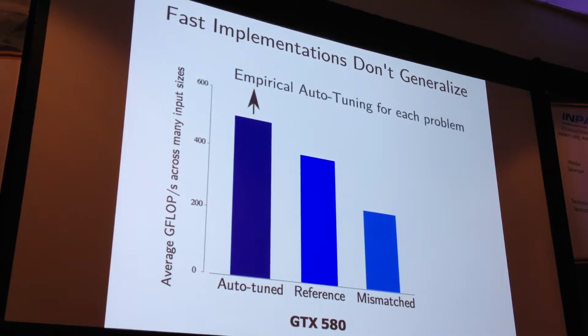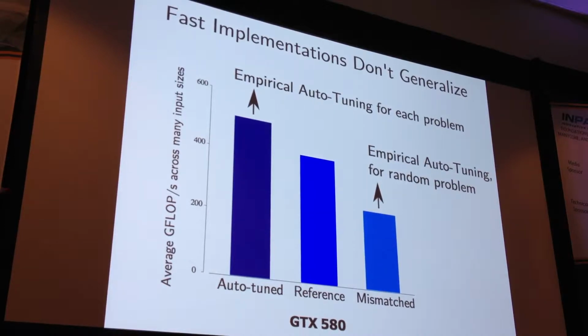This is a quick graphic that corresponds to what were several graphics in the first talk, illustrating that for a particular kernel, which I'm not going to explain what it is, there was a reference implementation which was pretty fast. That's the middle blue bar. And by auto-tuning for various input sizes on the left, you can get, for this particular kernel, an average improvement of about 20%.